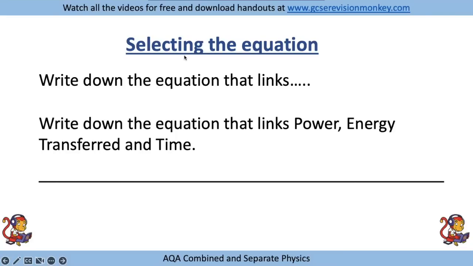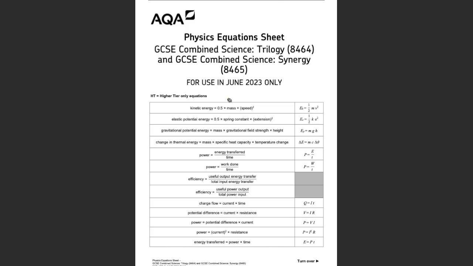You'll need to use the physics equation sheets by selecting the correct equation. For example, you might have questions that say, write down the equation that links... Let's take this one, for example, write down the equation that links power, energy transferred, and time. So you look down your equation sheet and try and find those words, power, energy transferred and time. So here we've got the equation with all three of those words in. Power equals energy transferred divided by time. So we would copy that straight onto our answer line.